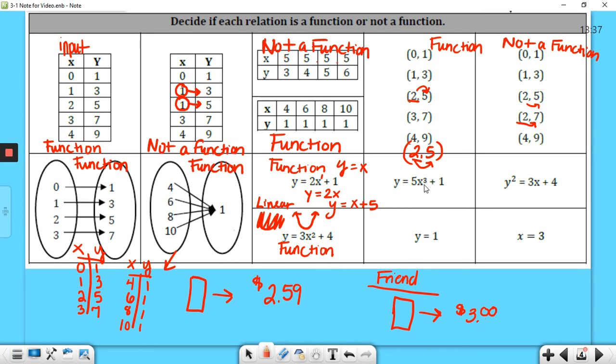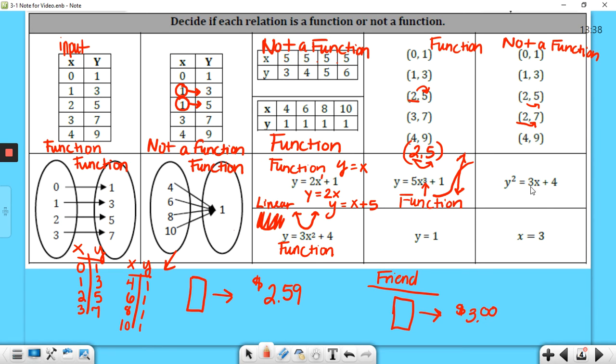All right, this one, x has an exponent of 3, y has an exponent of 1. All right, this is what we call a cubic function, and it makes kind of like an S curve. So if you drew a vertical line through this, then you would see it would only hit it once. So if it has an exponent of 3 for the x, it is a function. Okay.